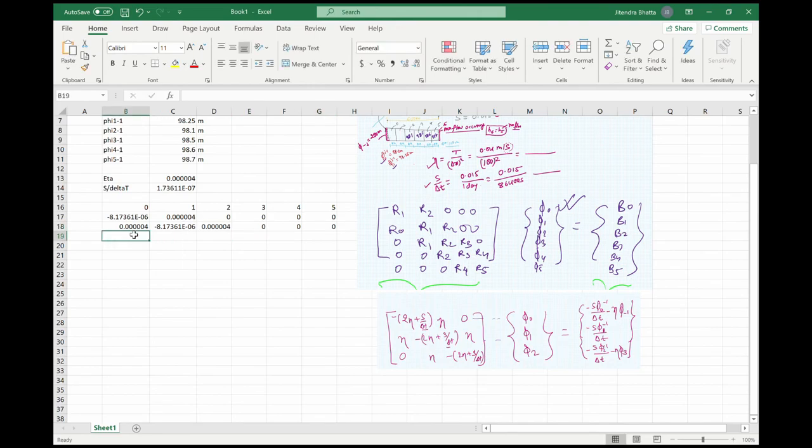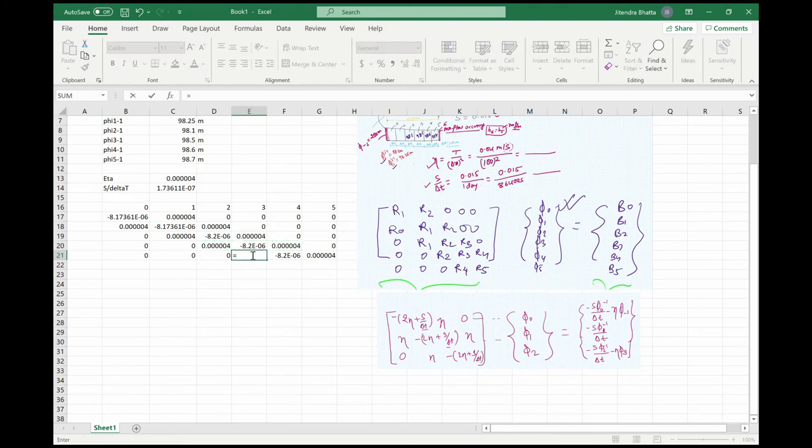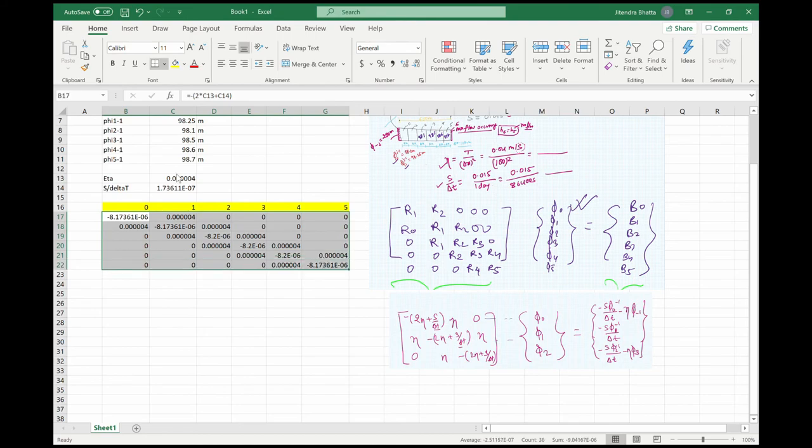For this one, it will be 0, and then it will be just these values here. So this will be equal to this one, and then these values, 0, 0. For this one again, it will be 0, 0, and these values again. So equals to this one, 0 here. And here also it will be 0, 0, 0. Sorry, this will be equal to this one. And for this one, it will be 0, 0, 0, and 0 again, and then eta, which is this one, and then we have this one here. These are our grid block numbers, and these are the values of the matrix.